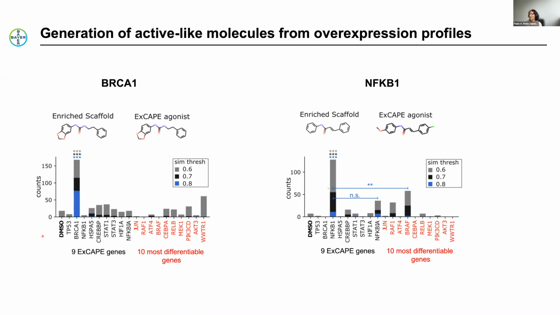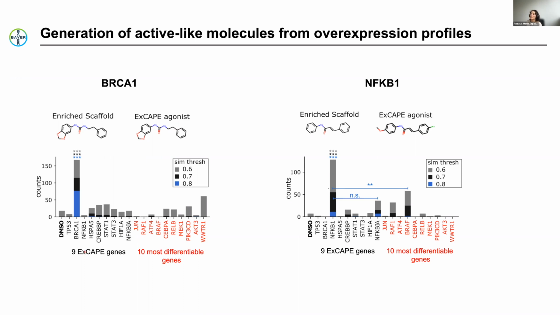Okay, that was kind of complicated, but at the end we have all these genes that we're checking for, and we generate molecules and quantify how many times, conditioning on each of these genes, we generate molecules that are closely resembling these reference agonists that we have for BRCA1. And to define active-like molecules, we use 3 similarity thresholds, so on dissimilarity. And the same for NF-kappa beta.